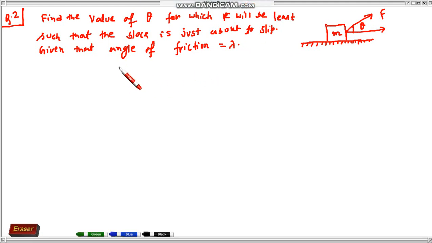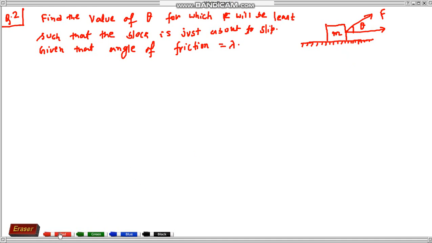Dear students, now let me solve this problem. We are given that we must find the value of theta for which F will be least such that the block is just about to slip. Here the given force F is at an angle theta with the horizontal, and the block has mass m. We have to find the minimum force F such that the block will be just about to slip. So you can say the block is at the limiting condition, or the frictional force acting on the block is the limiting frictional force.